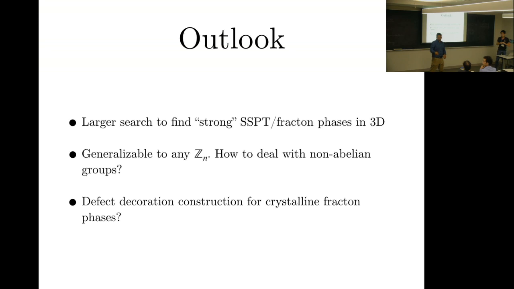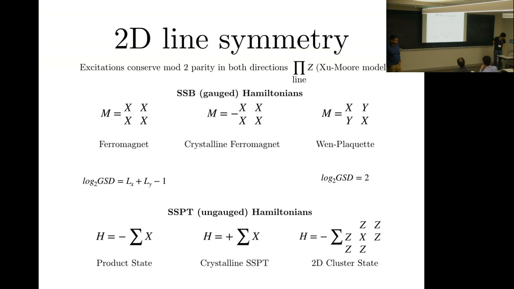So the 2D cluster state is a strong SSPT, right? Yeah. The way I was arguing by strong here is, I just mean that without translational symmetry, it would still be intact. Although it might be different from what people have been defining as strong. Here, I've just been looking at the ground state degeneracy on the torus, and it's different from the usual one.